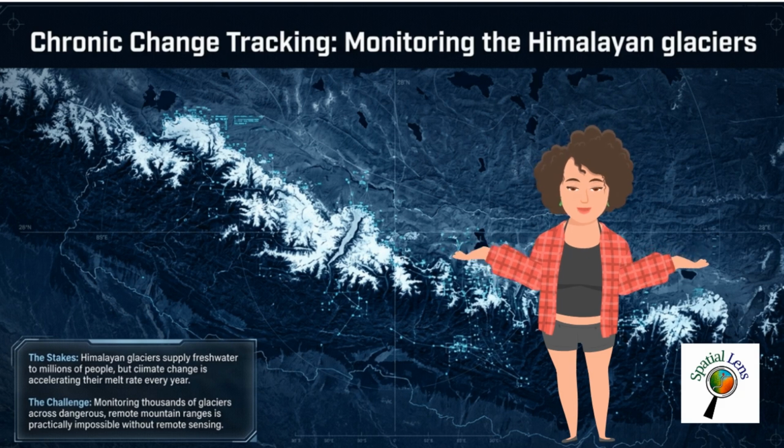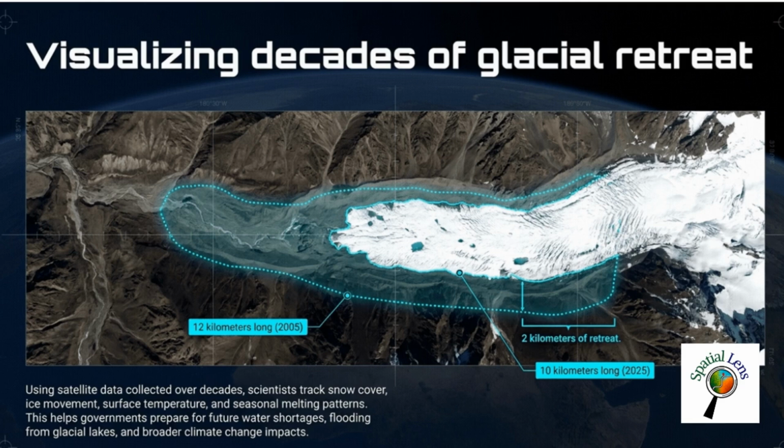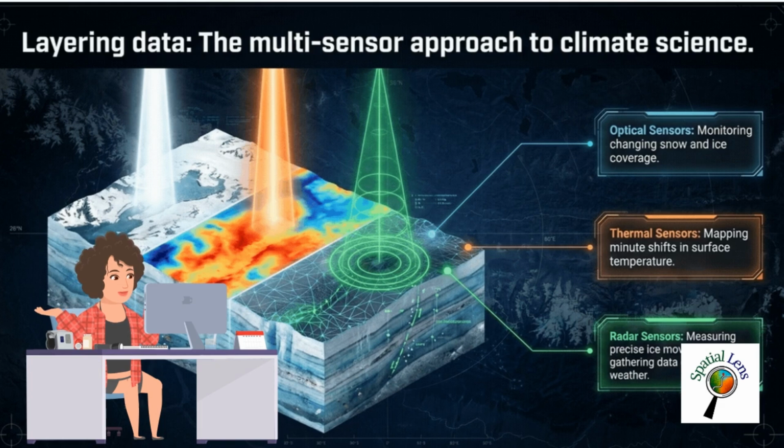Satellites regularly capture images of glaciers throughout the year. Scientists compare images taken over many years. If a glacier was 12 kilometers long in 2005 and only 10 kilometers long in 2025, they know it has retreated by 2 kilometers. Different sensors provide different information. Optical sensors monitor snow and ice coverage. Thermal sensors measure surface temperature. Radar sensors measure glacier movement, and work even during cloudy weather.